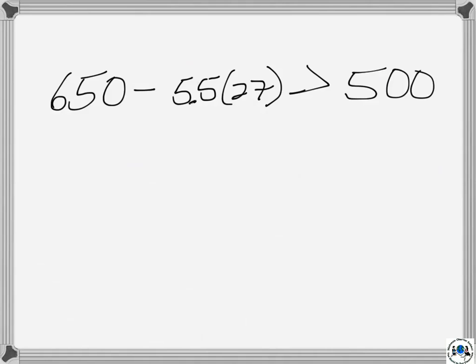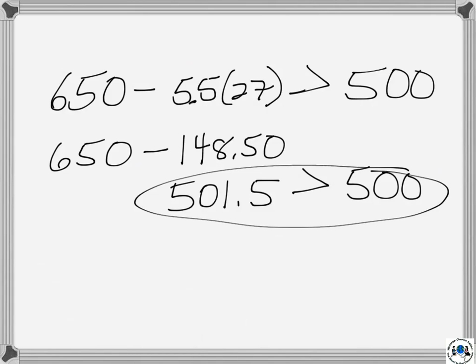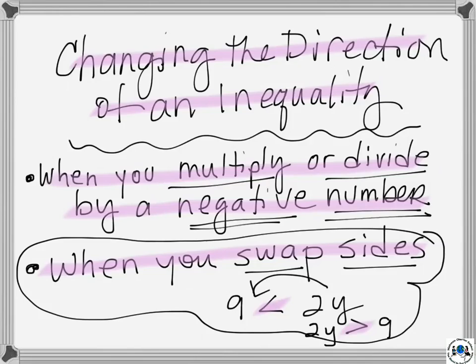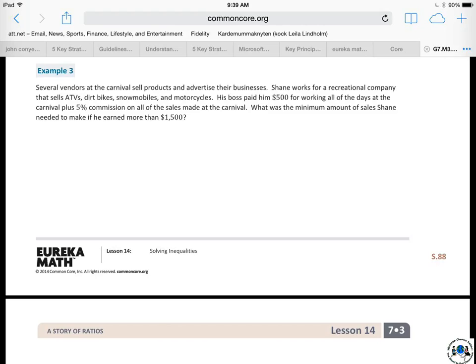So that's 5.5 times 27, plugging that in, that's 148.5. So 650 minus 148.5 equals 501.5, which is greater than 500. And you can see that that does indeed work. So a number less than 27 actually worked. We'll talk more about reversing of the inequality in the future, I'm sure.